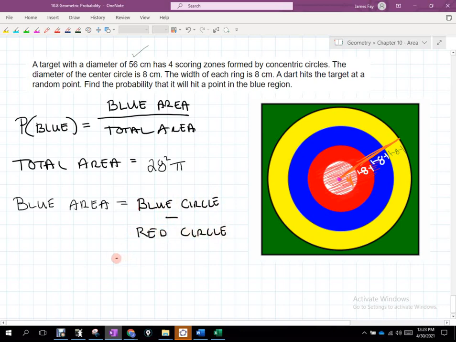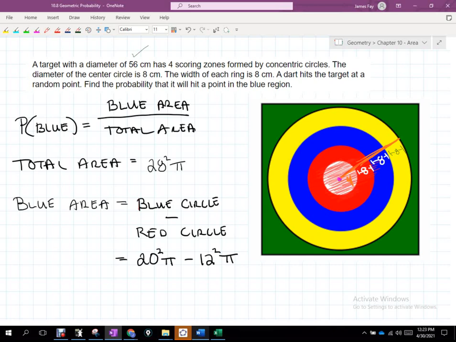Okay. The blue circle, we said, would have been 20 squared times pi. And the red circle had a radius of 12, so we would say it'd be 12 squared times pi, right? That's one way of doing it. Now, if you were to see a multiple set of questions that ask you to repeat this over and over and over again, which I'm actually going to do, we're going to analyze this in a moment.